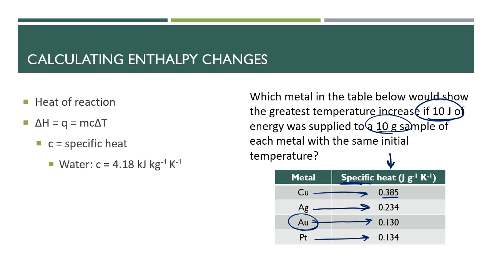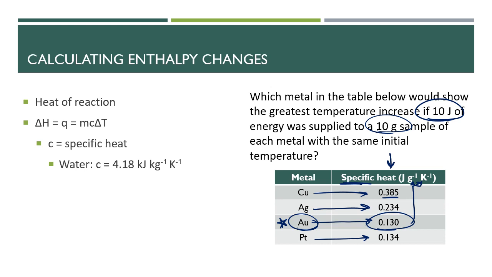Because gold needs the least amount of energy to warm up by 1 degree Celsius or 1 Kelvin, it's going to get the warmest the fastest. So gold will actually end up being the warmest of the metals because so little energy is needed to change its temperature.